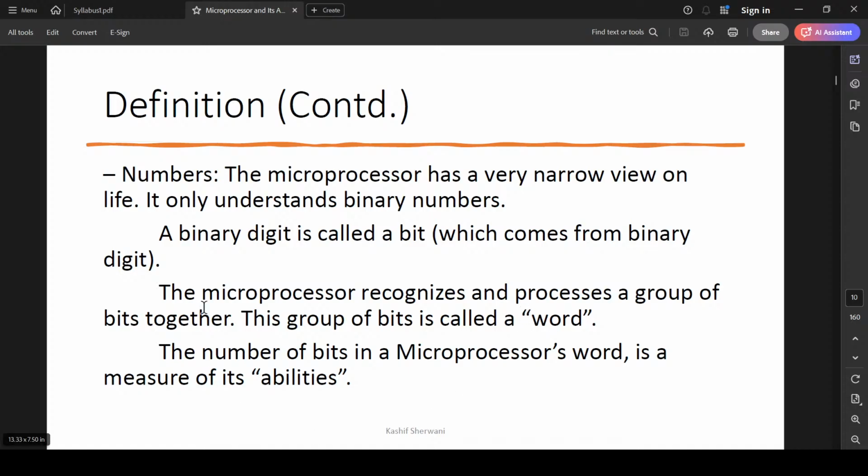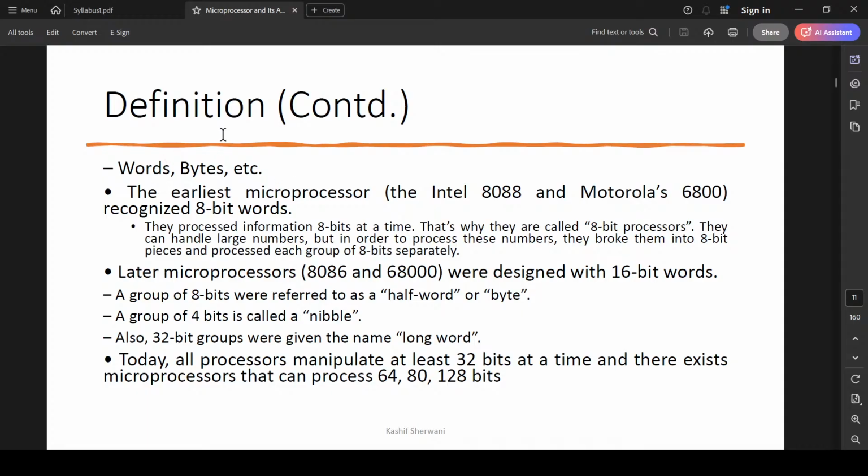For example, let's say there are 4 bits together. So this group will be called a word. The number of bits in the processor's word is the measure of its abilities. So it has 4 abilities, you can say. Words, bytes, etc. The earliest microprocessors, the 8088 and the Motorola 6800, which was a big thing back then, recognized 8-bit words. So this word was a length of 8 bits. They processed information 8 bits at a time. That's why they are called 8-bit processors.